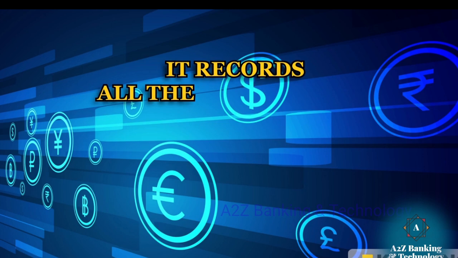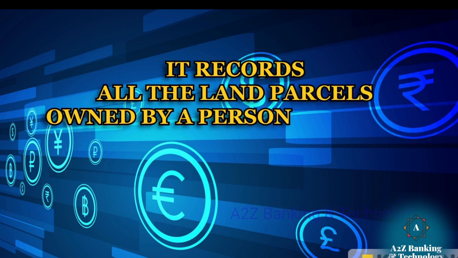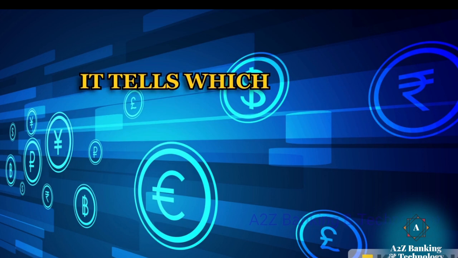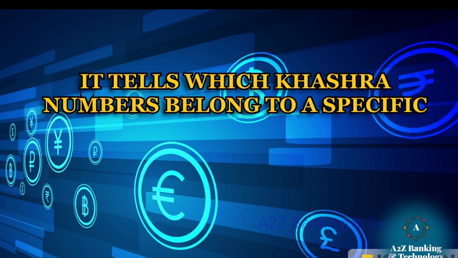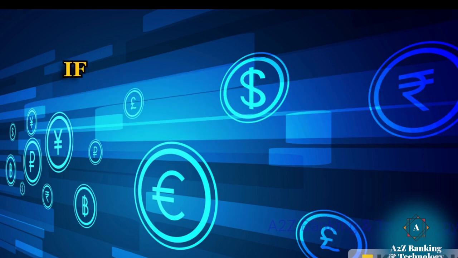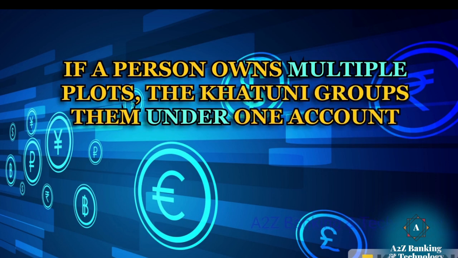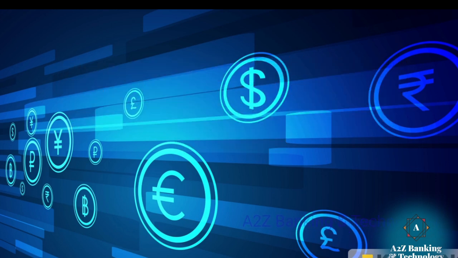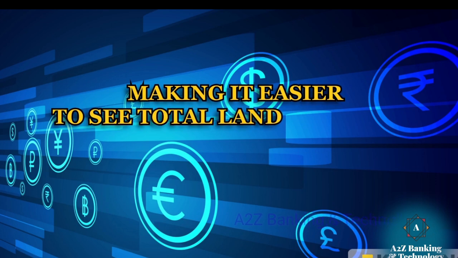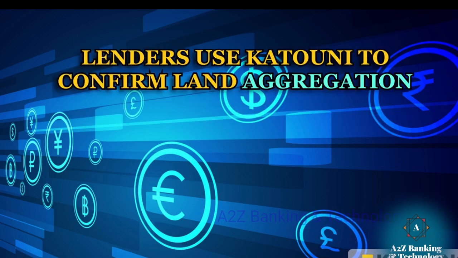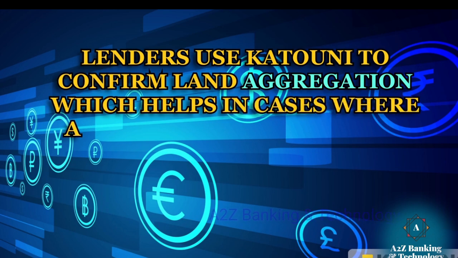It records all the land parcels owned by a person or family in a particular village. It tells which Khasra numbers belong to a specific person or family. If a person owns multiple plots, the Khatauni groups them under one account number, Khata number, making it easier to see total land holdings. Lenders use Khatauni to confirm land aggregation, which helps in cases where a larger loan is required against multiple plots.